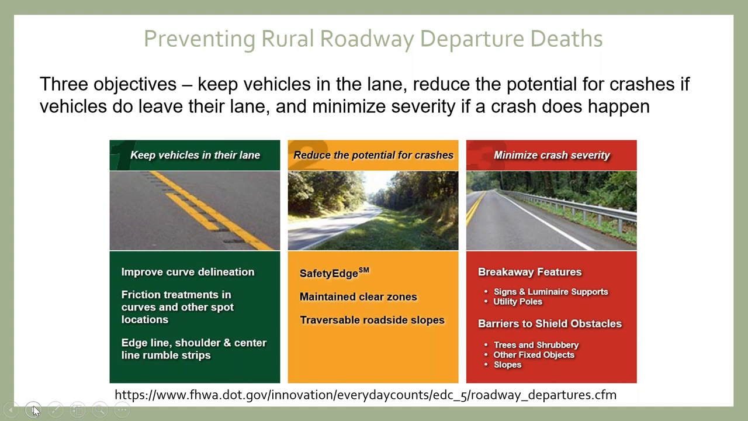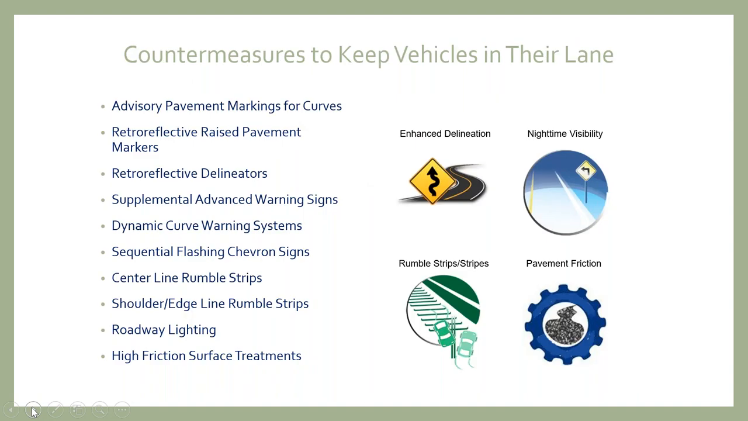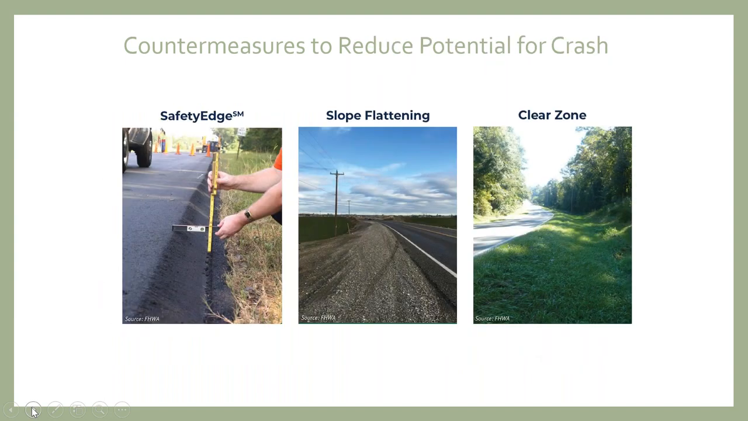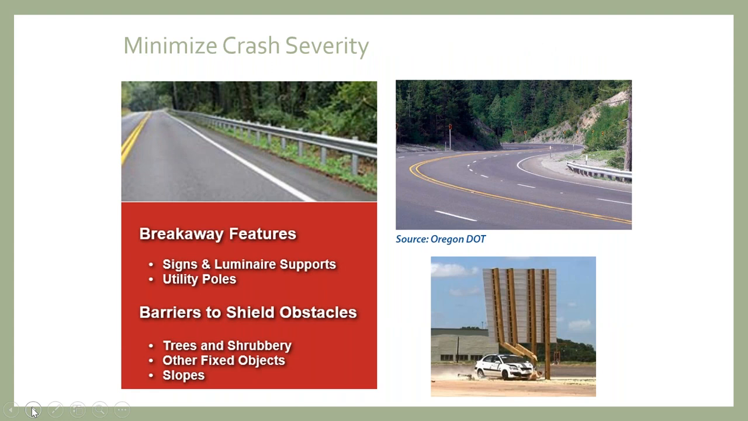But then if a crash does occur, minimize the severity. So have breakaway signposts and crash-worthy devices on the roadsides. All of these are examples of strategies to help prevent or reduce the severity of rural roadway departures. So keeping vehicles in their lane in the first place: added or enhanced delineation, enhanced friction, rumble strips, the safety edge, slope flattening, providing clear zones. All of these help reduce the potential for a crash to occur. And then lastly, minimize the severity with crash-worthy devices.